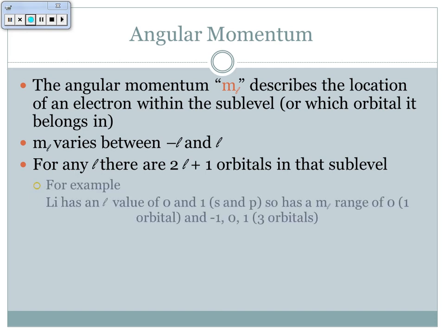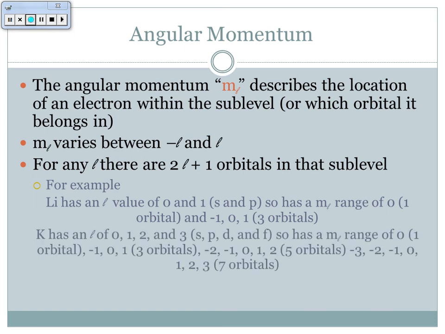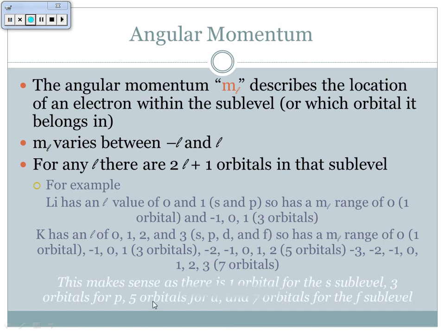So lithium has an L value of 0 and 1, so an m range of 0 and negative 1, 0, 1. So it has 3 orbitals plus 1 orbital is 4. Or if you have K, it has an L value of 0, 1, 2, or 3, so an s, p, d, and f orbital. That means that it has 1 orbital in the s, 3 in the p, 5 in the d, and 7 in the f. And this makes sense as there's 1 orbital for the s sublevel, 3 for the p, 5 for the d, and 7 for the f.